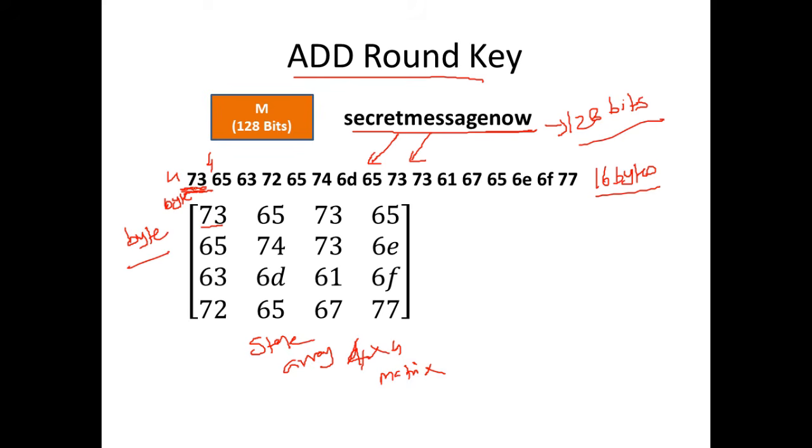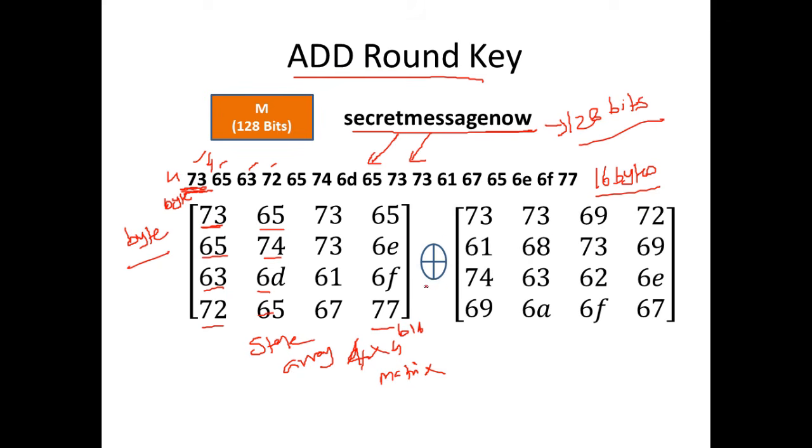So how do we arrange these bytes? This is byte 1, byte 2, byte 3, byte 4. Next comes byte 5, byte 6, byte 7, byte 8, and so on until we reach byte 16. The very important thing is you take the message, make a byte representation of the message, and convert that 128-bit message into a 4 cross 4 matrix, wherein each element in the matrix is a byte. So now our input message is ready.